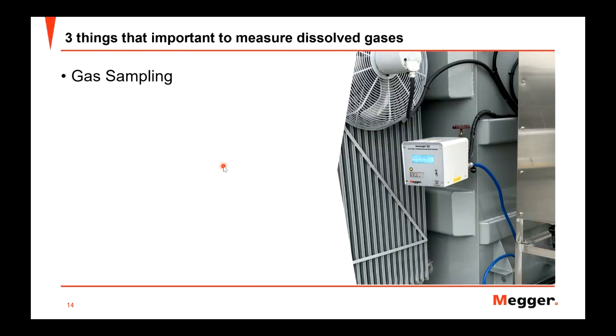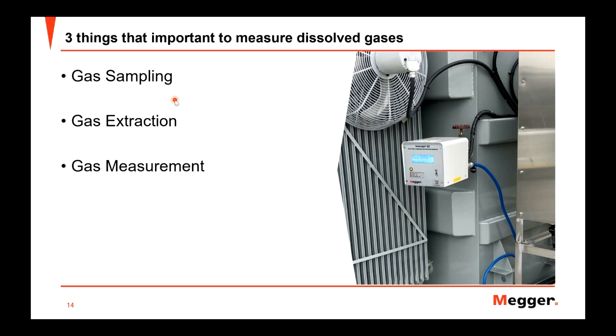Okay, right now I'm going to talk about three things that really matter when you measure the dissolved gas inside your transformer. First is the sampling. Sampling is very important because if you sample with an incorrect procedure or method or way, it will create a huge inaccuracy in your result and misassessment of your result.